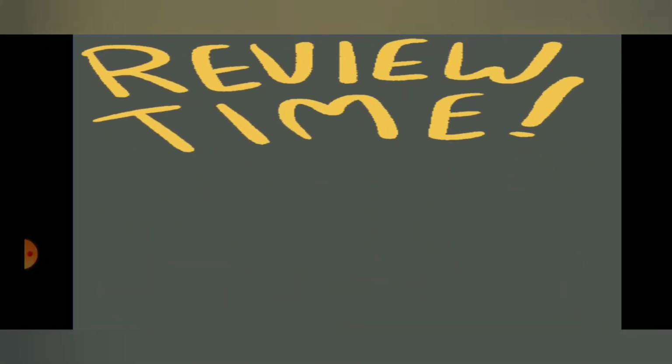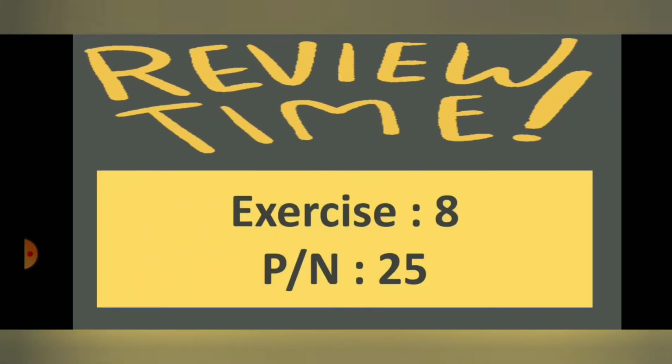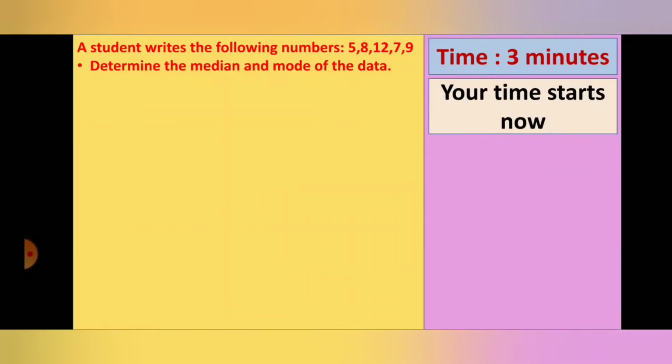So my dear students, it's review time. In your previous class, you solved problem number 25 from exercise 8. Now I am going to ask you one feedback question. A student writes the following numbers: 5, 8, 12, 7 and 9. You have to determine the median and mode of the data. Can you do it? I will give you 3 minutes to solve this. Your time starts now.